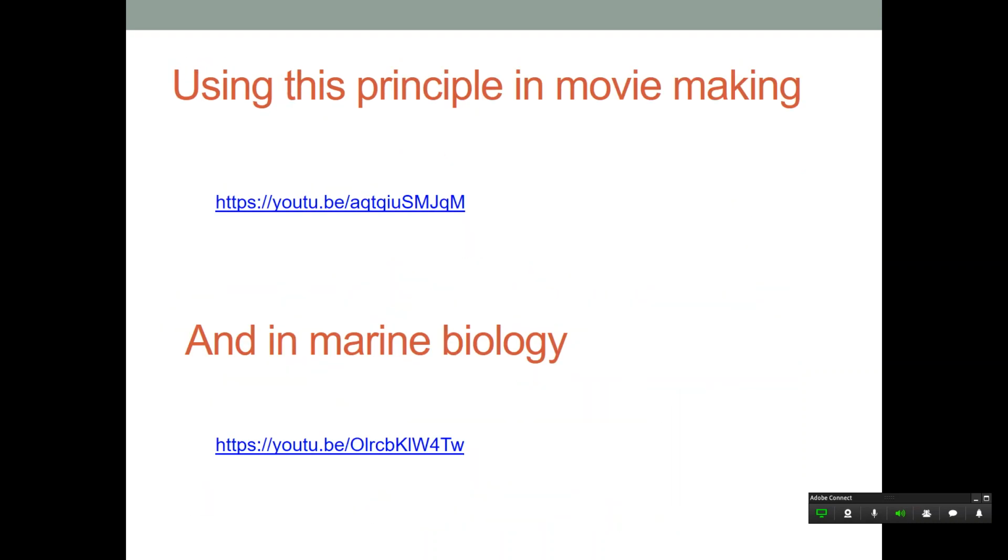So this concept's not just for light, but for sound. We already showed you the sound effects video, and this is another video which I find really interesting. And this is sound that's diffracting.